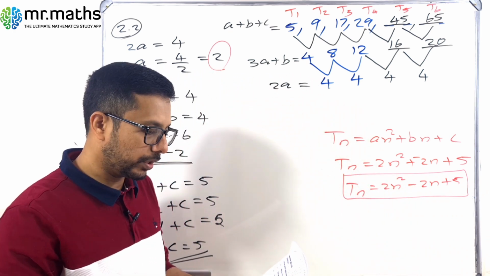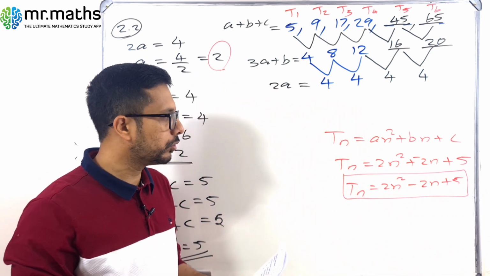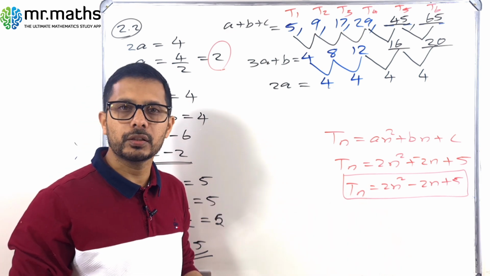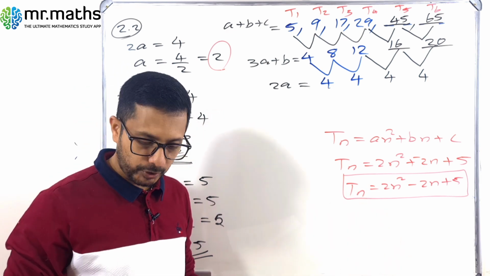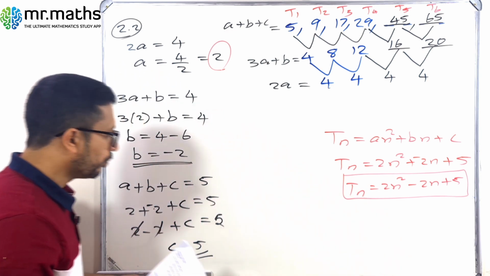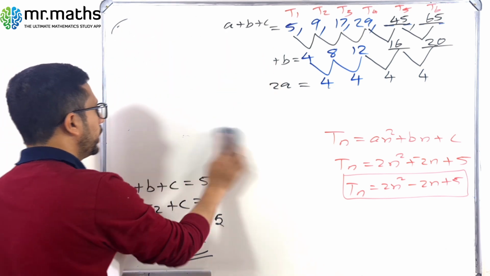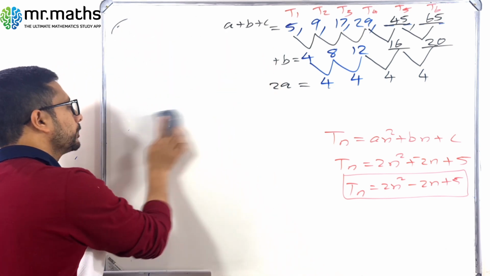Am I right? Look at the question. We want to show that Tn is equal to 2n square minus 2n plus 5. So we got the answer, the general term. So that is question number 2.2. Now we have to move to the next question, 2.3.